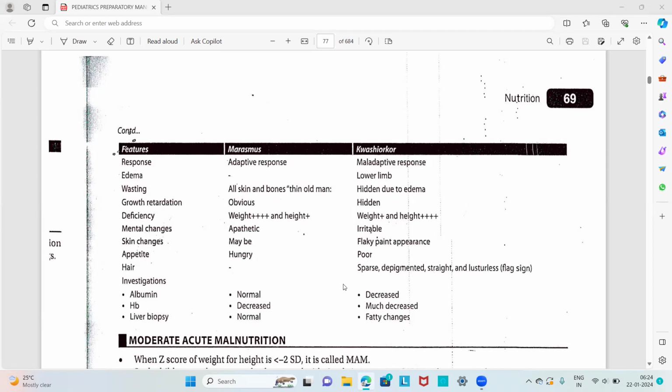Then investigation: albumin is decreased in the case of kwashiorkor. Hemoglobin is much decreased, and the liver biopsy shows fatty change in the case of kwashiorkor. So these are the major differences between marasmus and kwashiorkor.